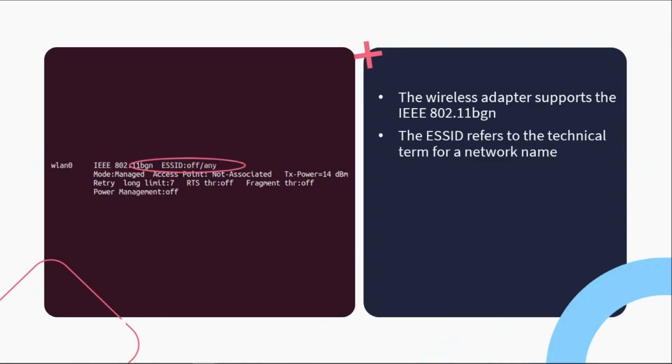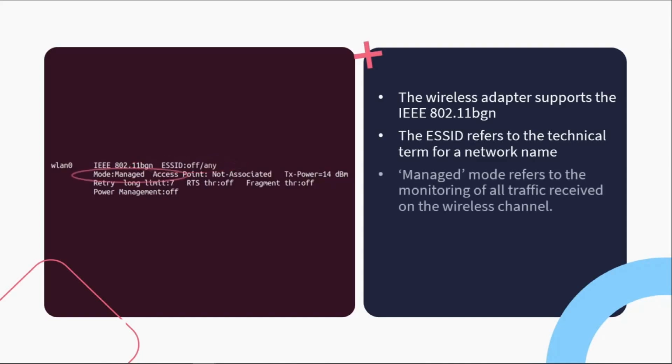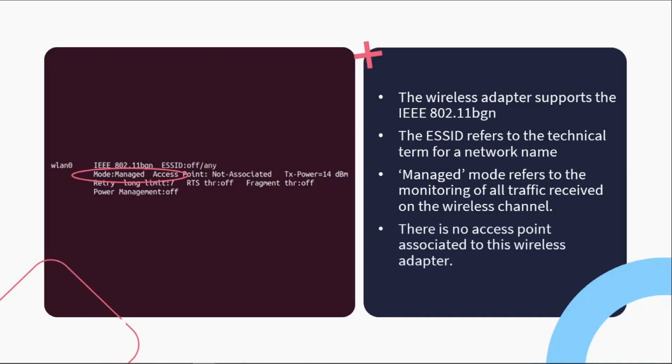the coffee shop hotspot. Managed mode refers to the monitoring of all traffic received on a wireless channel. There are other various modes with the wireless adapter, such as promiscuous mode, used for capturing packets without having to associate with an access point, and master mode, where the wireless adapter acts as an access point to other connected devices. Note that there is no access point associated to this wireless adapter.